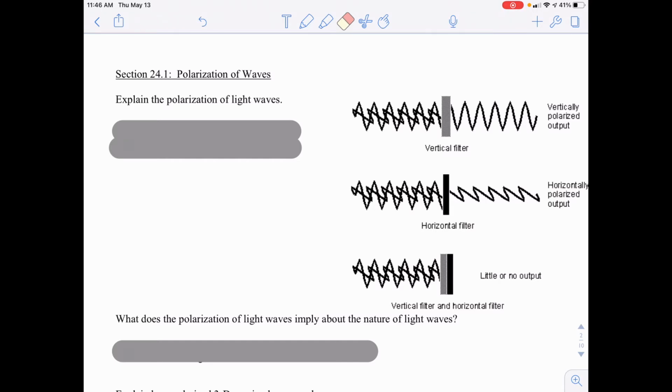So let's say we take some unpolarized light entering the filter. And if it's a vertical filter, that means it's going to allow vertically polarized light to keep going. But it will filter horizontal light or prevent horizontally polarized light from continuing. Similarly, if we have unpolarized light reaching a horizontal filter, it will continue to allow horizontally polarized light, but it will filter or prevent vertically polarized light from going.